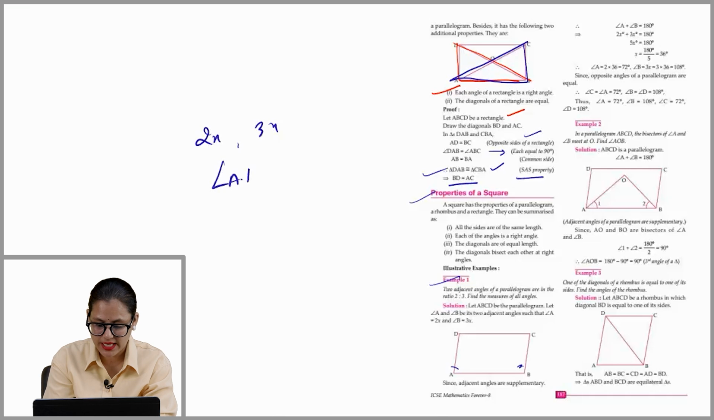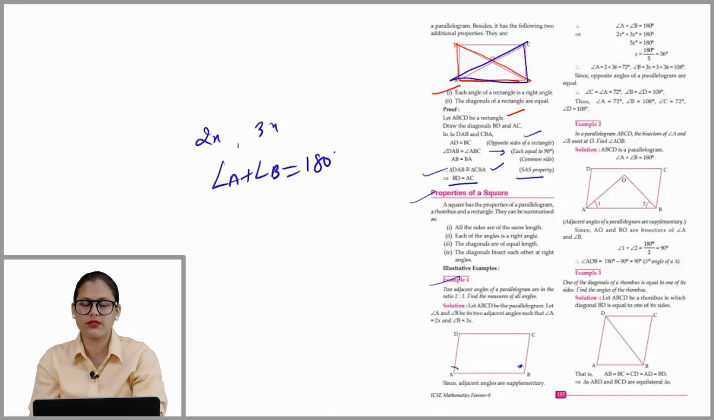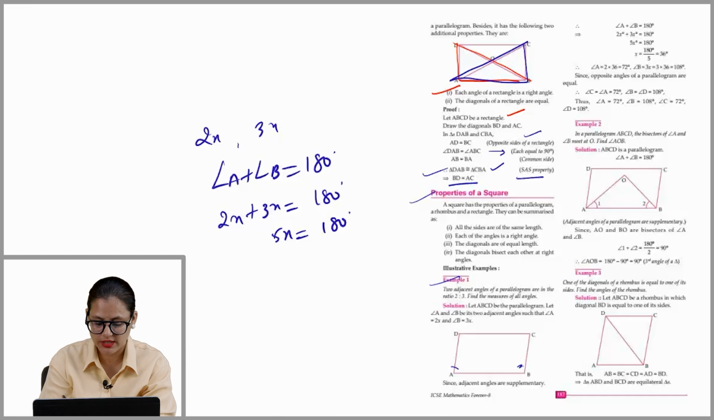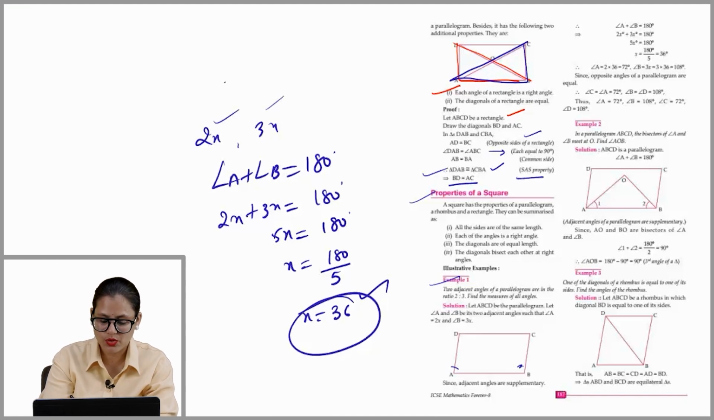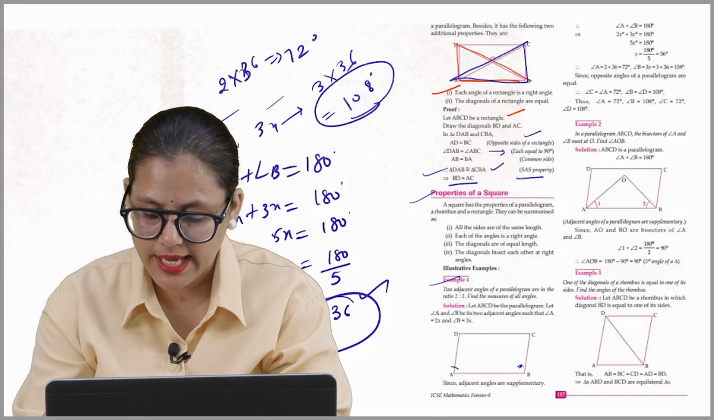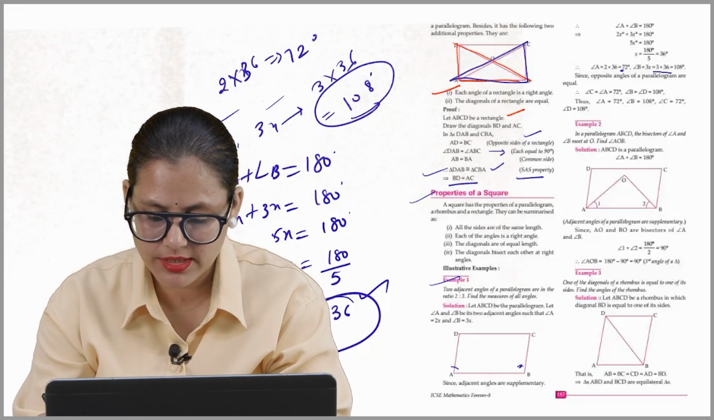So angle A plus angle B is equal to 180 degrees. Why? Because the sum of the adjacent angles is supplementary. 2x plus 3x is equal to 180 degrees. 5x is equal to 180 degrees and x is equal to 180 degrees by 5, that is 36 degrees. Now we can put the value of x in these two angles. That is 2 into 36 is 72 degrees and 3 into 36 is 108 degrees. So now we have found out angle A is 72 degrees, angle B is 3 into 36, 108 degrees.